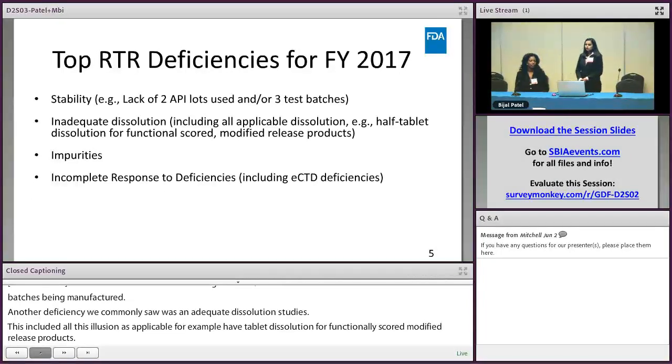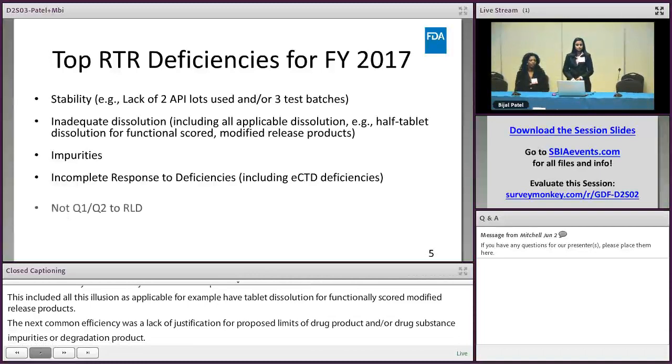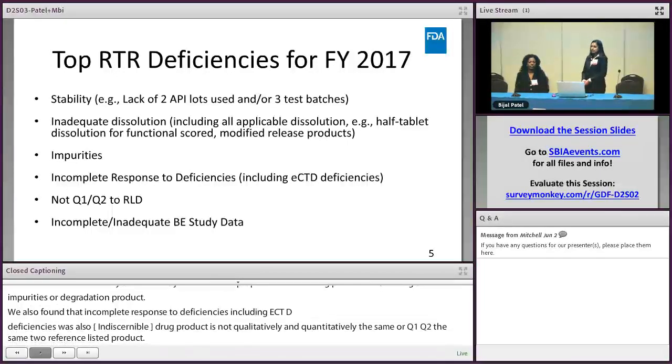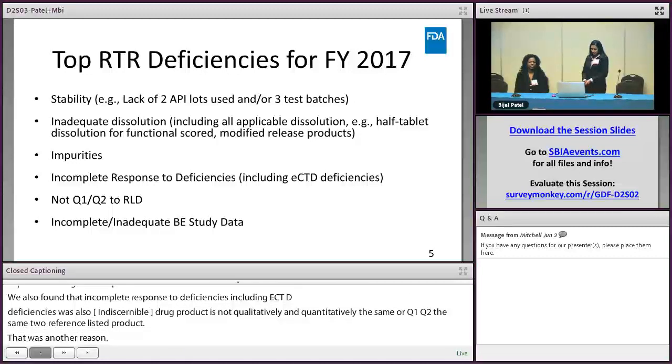We also found that incomplete response to deficiencies, including ECTD deficiencies, was also a common reason for RTR. Drug product was not qualitatively and quantitatively the same, or Q1, Q2 the same to reference listed product. That was another reason. And last but not the least, incomplete and or inadequate bioequivalence study data was also a reason for RTR. So I'll review these deficiencies a little bit more in the next few slides.